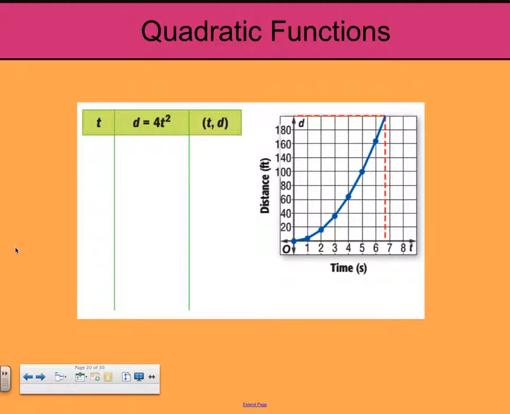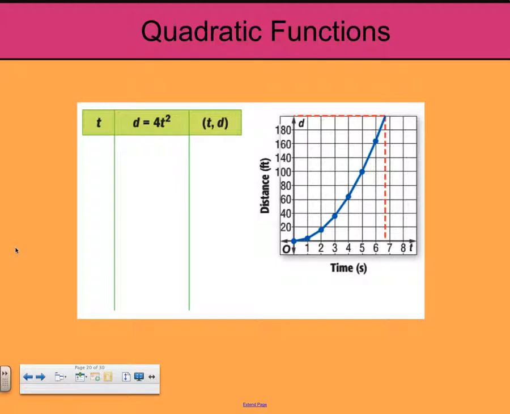Now, the question in example 3 has to do with a race car. And we want to know the distance that this race car will travel within a certain time period. And the last sentence of the problem says we are to use the graph to find how much time it will take for the race car to travel 200 feet. So once again, I've left the graph on the screen. That is our goal. That's what we're going to get to.